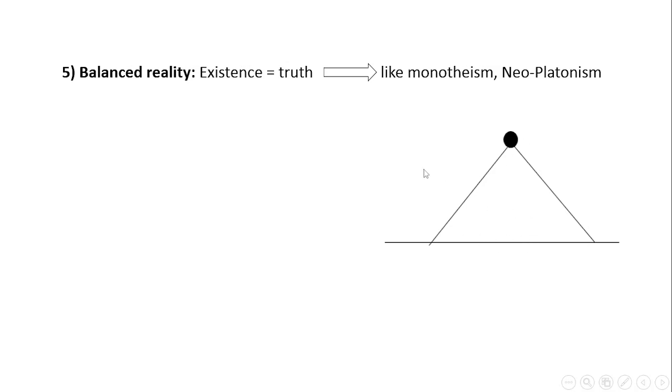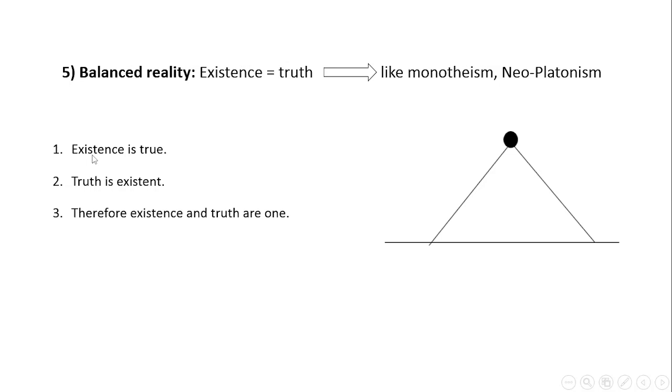An argument for this unity would be: existence is true, truth is existent, therefore existence and truth are one. So this simply means that although ontology and epistemology are separate at the level of their particulars or negative things, they are ultimately united at the perfect level of their positive things like truth and existence.